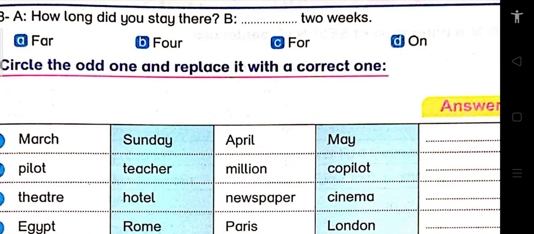Number 8, how long did you stay there? Space 2 weeks. How long did you stay there? For 2 weeks. FOR.